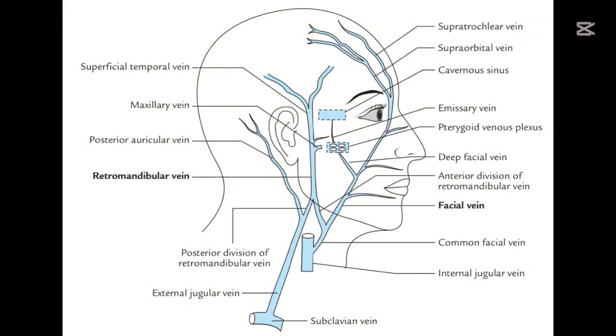So the last one is the occipital vein now. The occipital vein terminates in the suboccipital venous plexus. So it doesn't drain into the external jugular vein. So it forms its own venous plexus. You get it now? So remember POSSS. POSSS for arteries and vein.